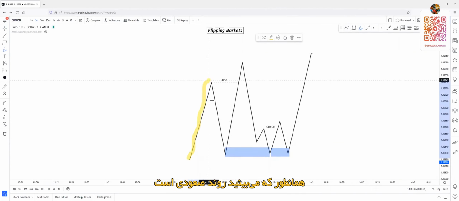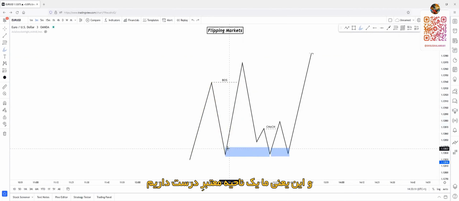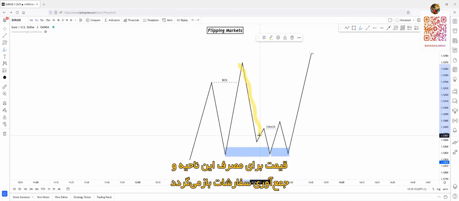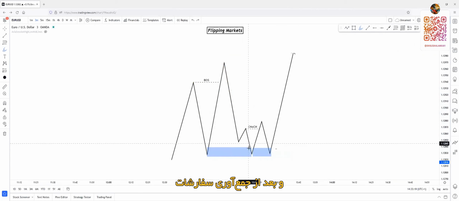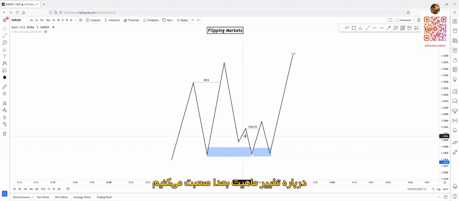So as you can see, price is moving in an uptrend, creating inefficient movements to the upside and breaking structures. So this means we will have a valid demand zone. Price came back down to mitigate this zone, collected the orders, and after the order collection, it created a change of character to the upside. We will talk about change of characters later, but as I said earlier, if a change of character happens, price will automatically create a new zone.